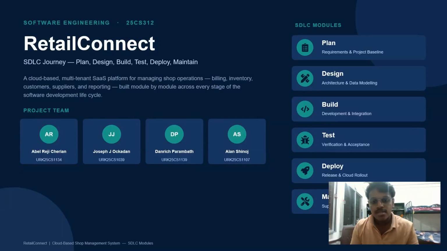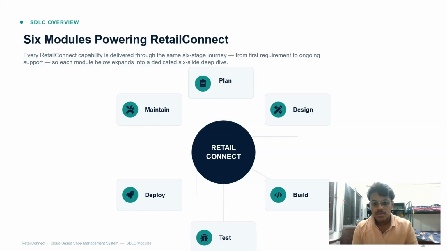Welcome to our presentation on Retail Connect, a cloud-based shop management system built through a six stages software development life cycle. SDLC modules overview. We will explore the six modules that power our platform: plan, design, build, test, deploy, and maintain.